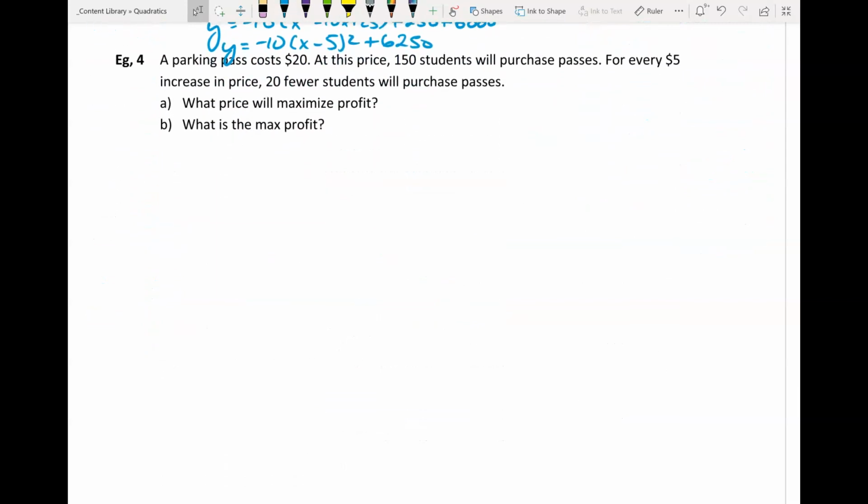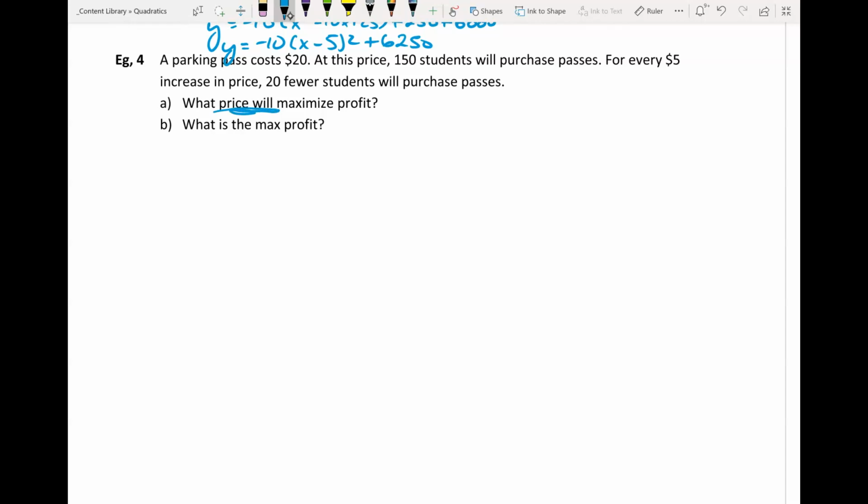Last example is number 4. A parking pass costs $20. At this price, 150 students will purchase passes. For every $5 you increase in price, 20 fewer students will purchase passes. We want to know the maximum profit, and also what price will give us the maximum profit, and then what is it?